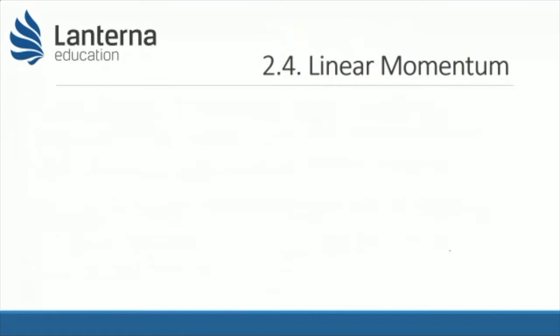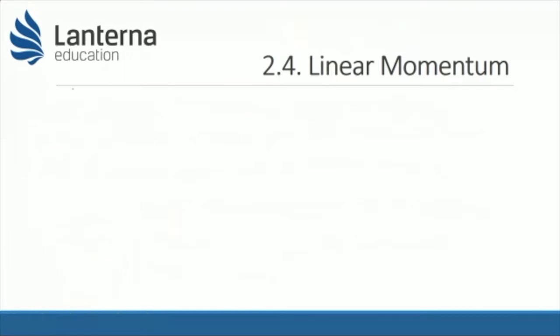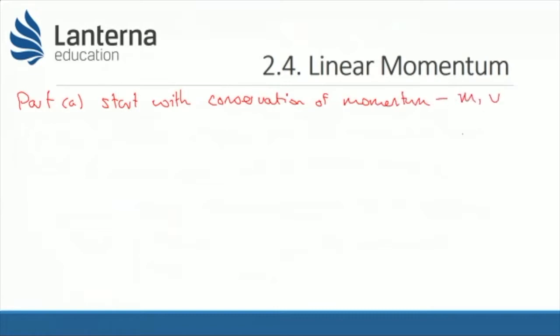So let's look again at a method that I think will always get you the correct answers. Once we've started a collision question, the first part will always get us to find the velocities before and after. So part A, let's say, we'll start with the conservation of momentum. And that will mean that at the end of that question, we should know M and V before and after.